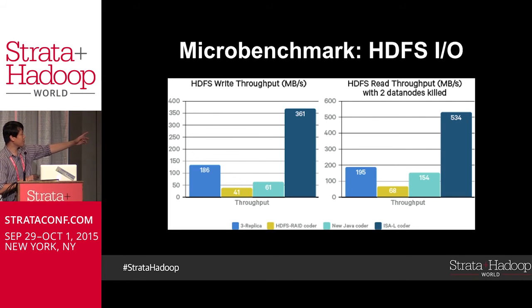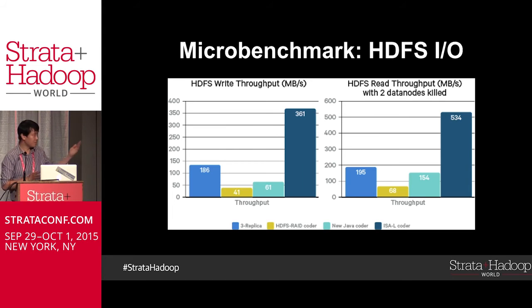So these results show HDFS read and write throughput with different coders and different technologies. We also compare with the original three-way replication, which is the bar to the far left. Again, we can see that the native coder is much faster than the Java coders, and that caused the read and write to be much faster. It's also interesting to observe that in both reading and writing, if you use erasure coding with the native coder, it's actually much faster than the three-way replication.